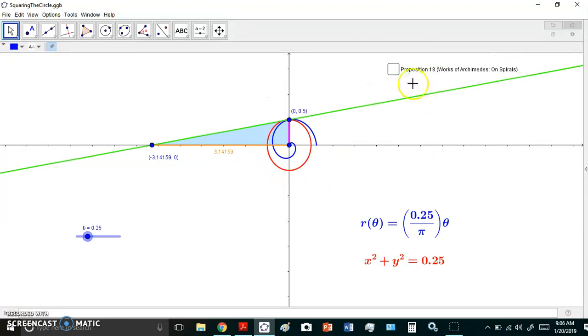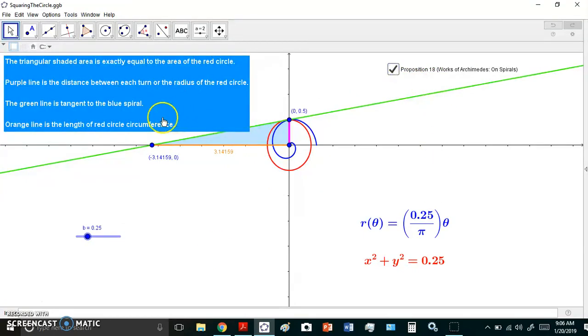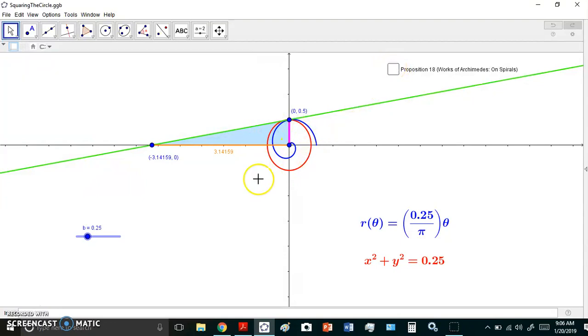What this Proposition 18 basically says is that this shaded triangular area is exactly equal to the area of the red circle. So you may ask, how did Archimedes square the circle? Very easily. If he could find a triangle with the same area, a triangle is half the area of a rectangle, isn't it? And a rectangle consists of squares.